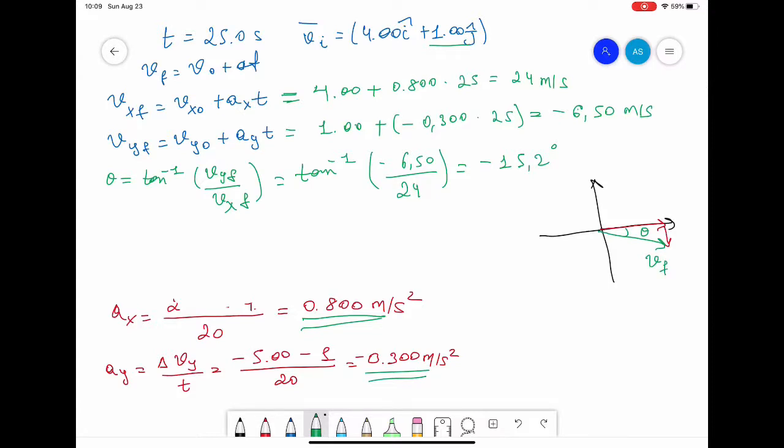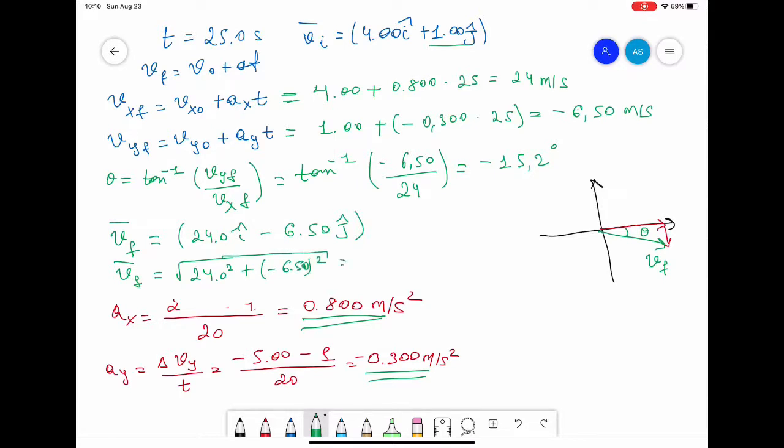So then finally you can say that your v final vector can be given in terms of 24 i vector minus 6.5 j vector. Okay, or you can also find the magnitude. The magnitude of the v final is the square root of 24 squared plus 6.5 squared. Okay, you can also do such a calculation to find the magnitude of the v final vector.